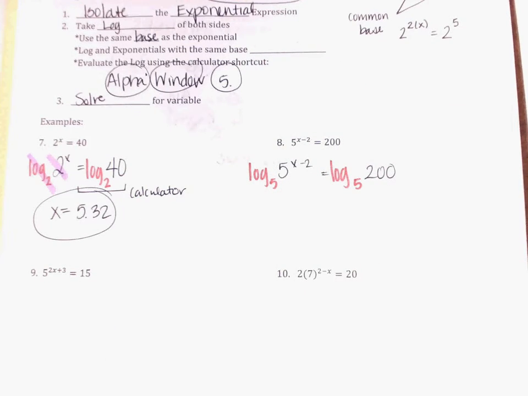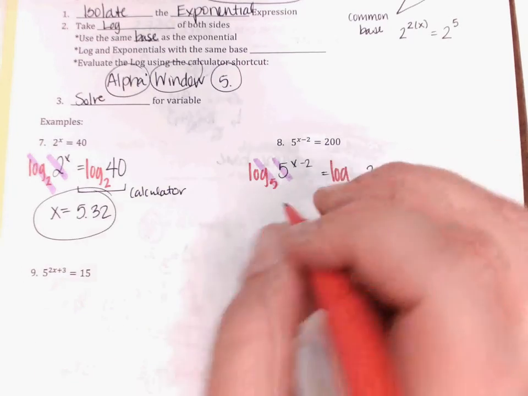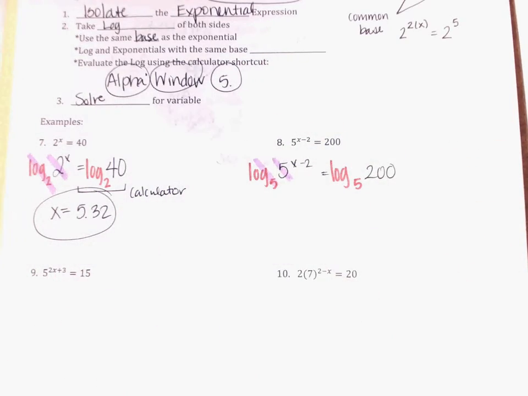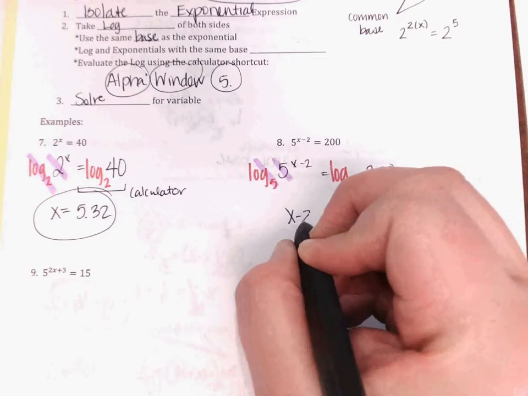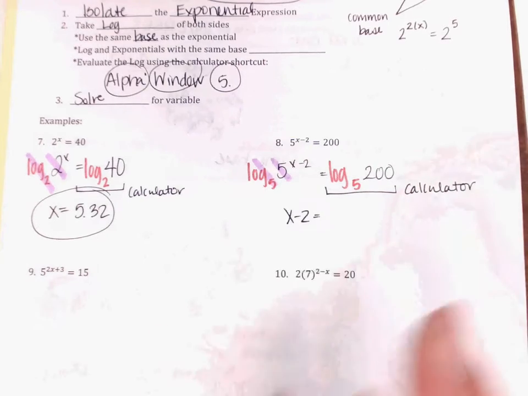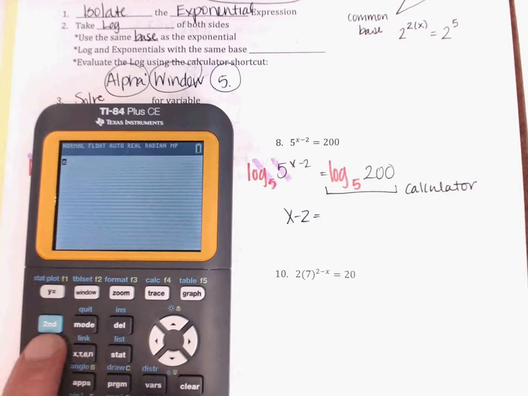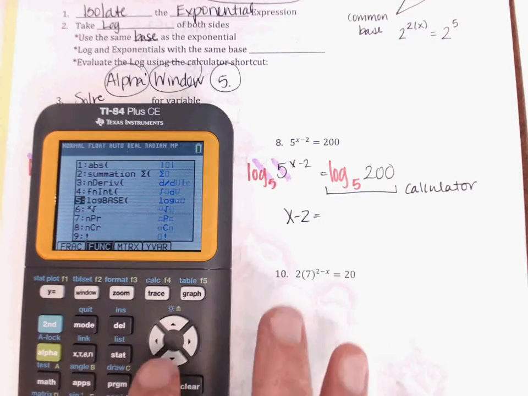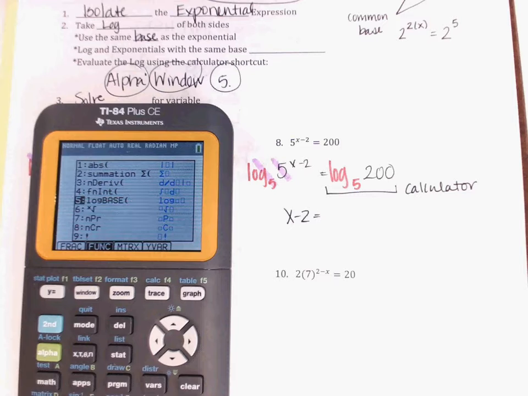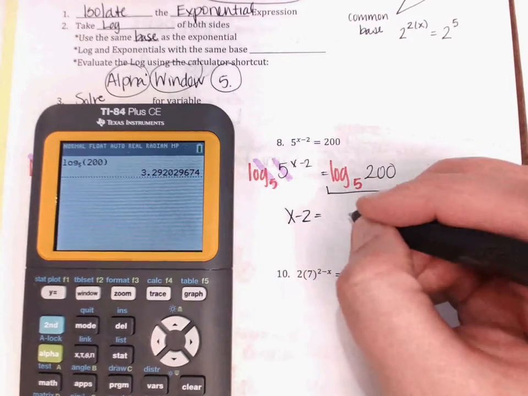And then what happens when you log 5, the 5 side? Cancel out. X minus 2 comes down. And if I have x minus 2 equal to, what do I do on the other side? Put it in the calculator. That's right. So remember your steps. You're going to push alpha, the green button, window. Go down to log base, number 5. And then I'm going to make my little number a 5 and my big number a 200. And it comes out to be 3.29.